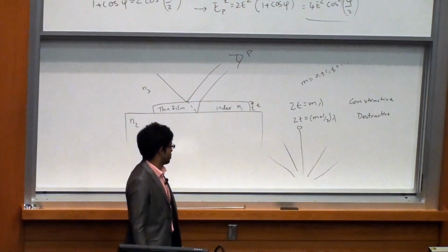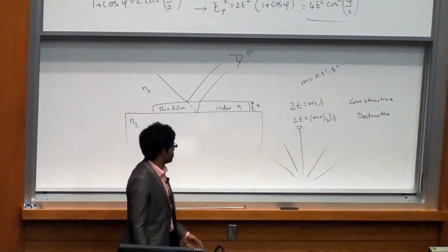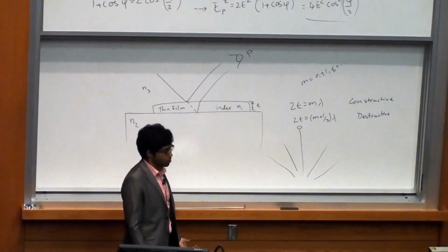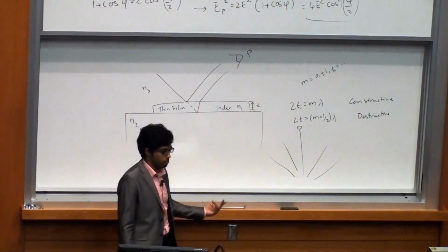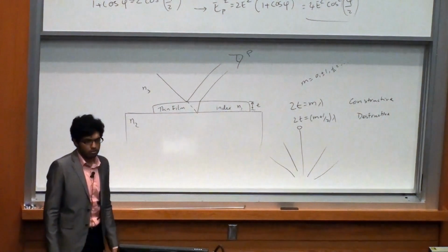So if I ask you to find the 5th maximum, then your M there will be 4. If I ask you to find the first maximum or first minimum, then M will be 0 there. So, makes sense? All right.